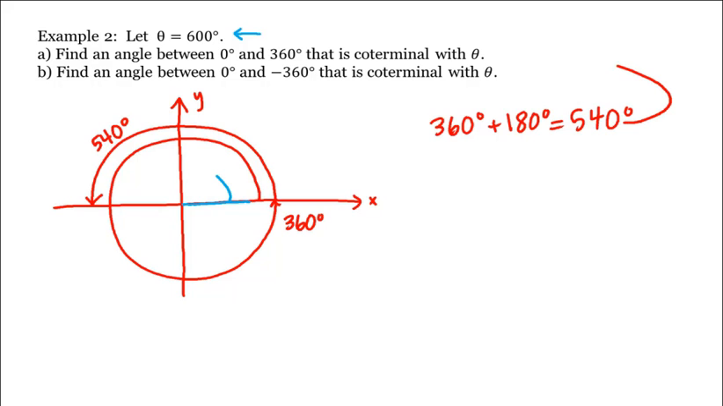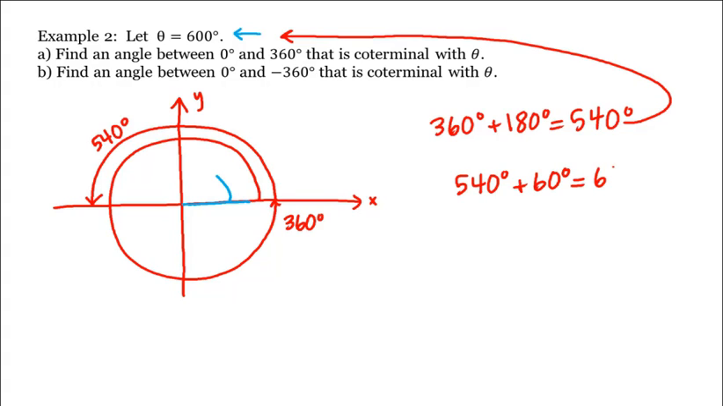Well, we want to get to 600 degrees, which means we're 60 short, because 540 plus 60 is 600. Which means we'll need to go another 60 degrees in the counterclockwise direction to get to 600 degrees. Namely, we go one full revolution, then we go another half, then we go 60 more. So this would be 600 degrees here.